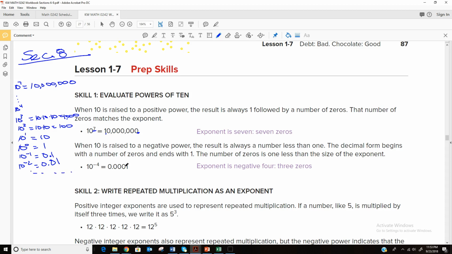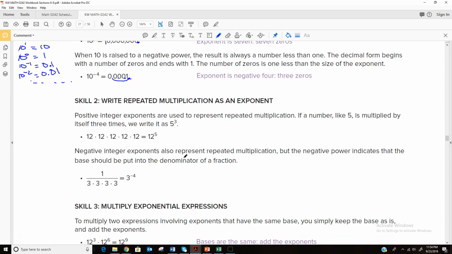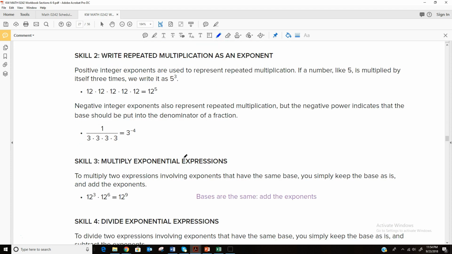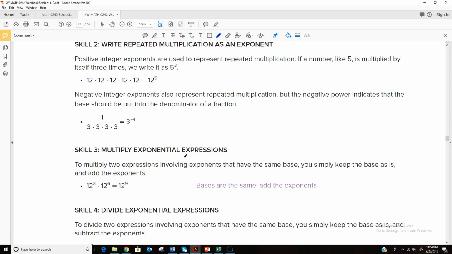Then 10 to the negative 4 should be 0.0001, because if we want to move this decimal to behind the 1, it would take us 1, 2, 3, 4 decimal places to do that. So now let's look at other numbers in our base besides 10.